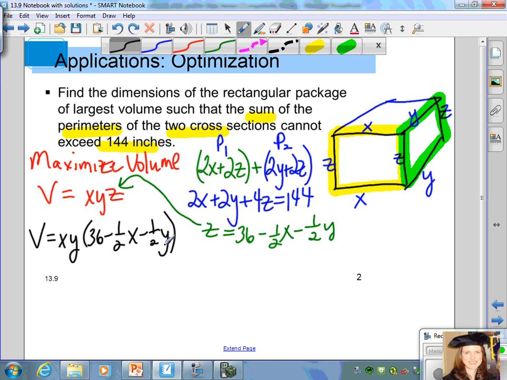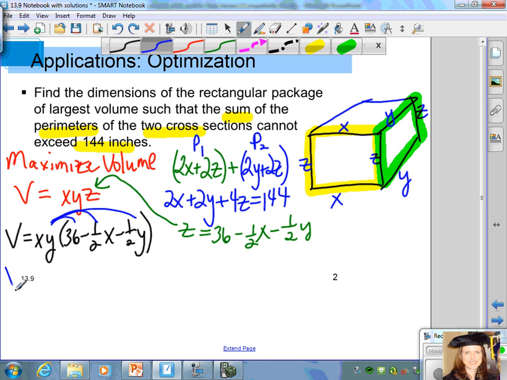Alright, so now we have a formula for volume, which is a function of two variables. We want to use the second partials test to determine if there's a relative maximum for this volume. We want to find the critical points, and we do that by setting the first partials equal to 0. Before taking the first partials, I'm going to distribute that xy so that we get volume equals 36xy minus 1/2 x squared y minus 1/2 xy squared.